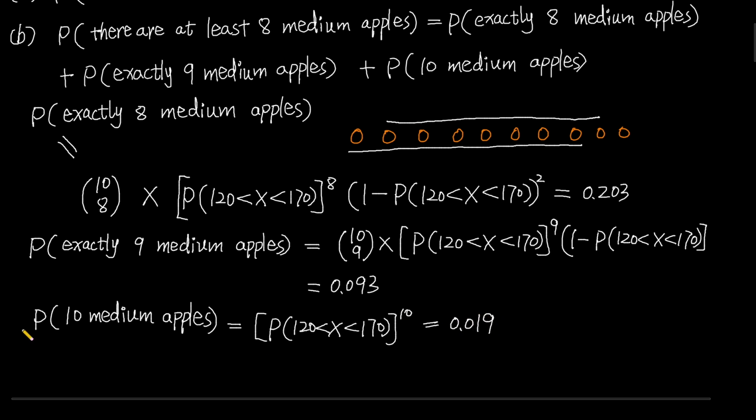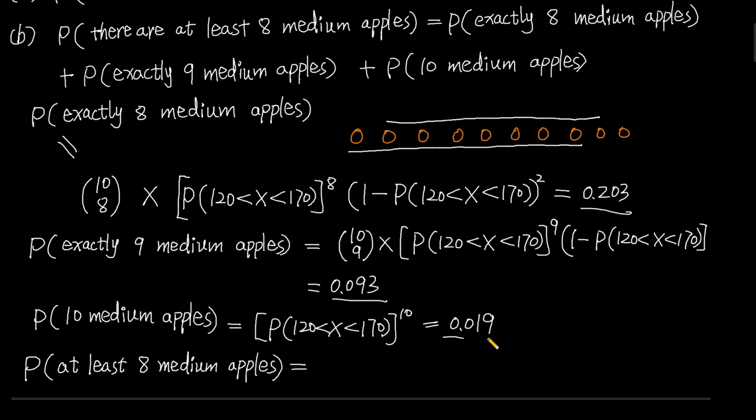This equals 0.019. So at last, the probability that there are at least 8 medium apples equals we add the 3 possibilities together to get the final answer. This is 0.203 plus 0.093 plus 0.019. This equals 0.319.